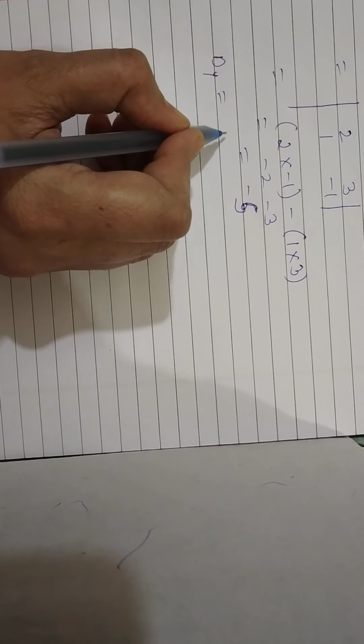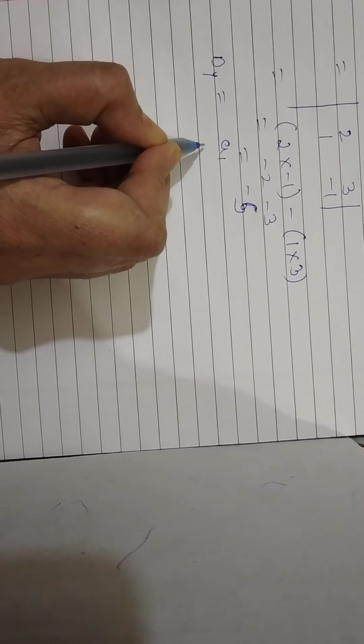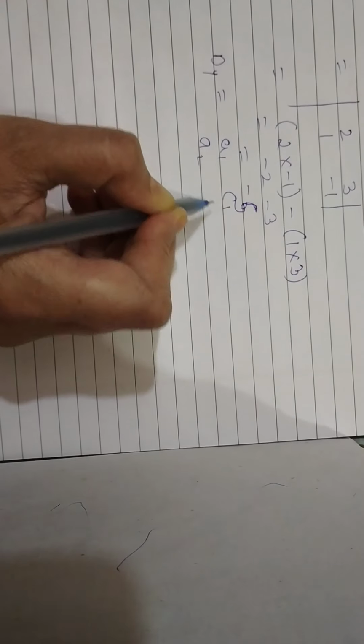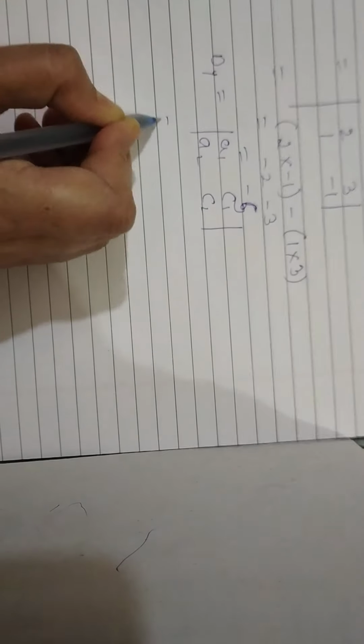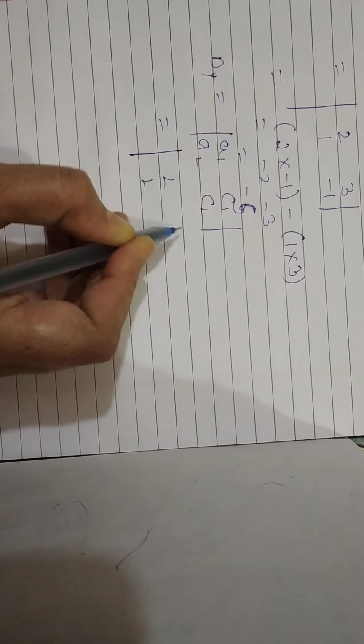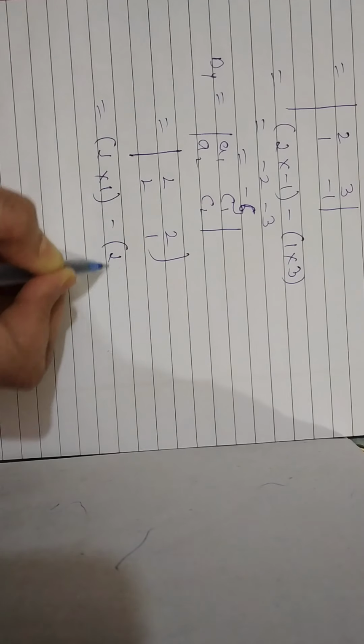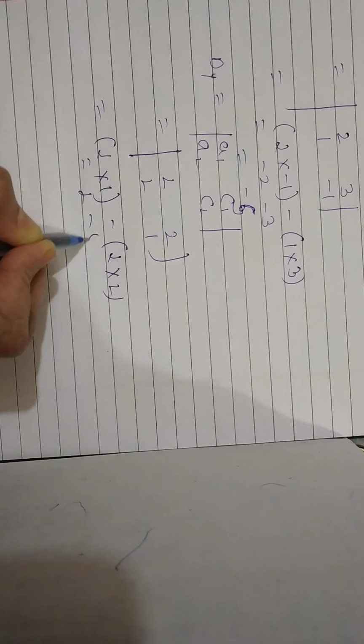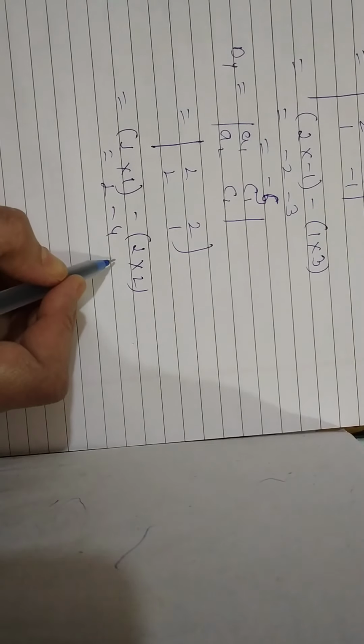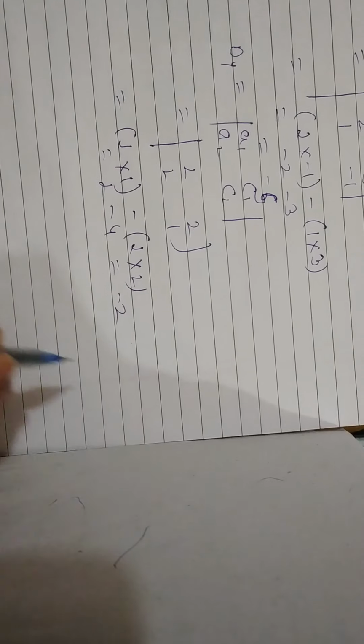Now we'll take Dy. What is Dy? A1, A2, C1, C2. What is A1? 2, 2, C1, 2, 1. 2 into 1 minus 2 into 2. 2 minus 4, that is minus 2.